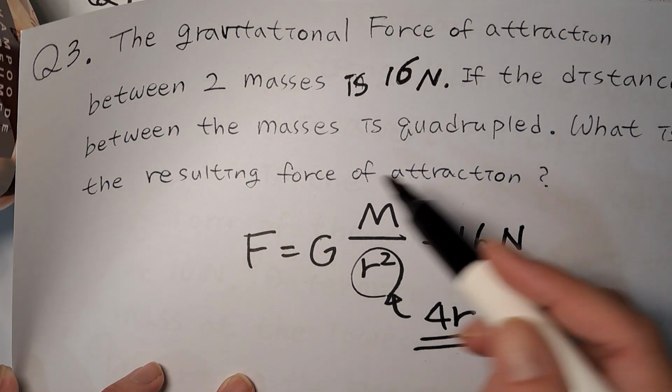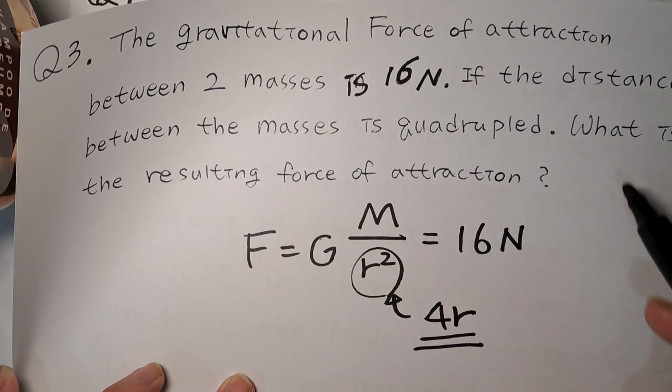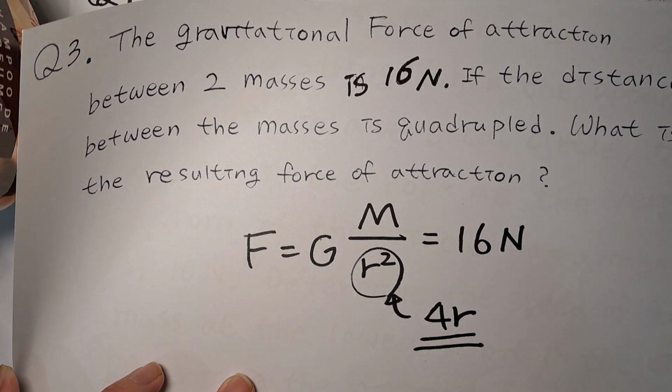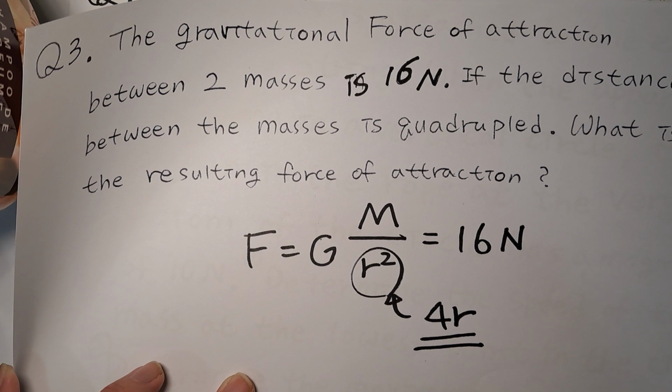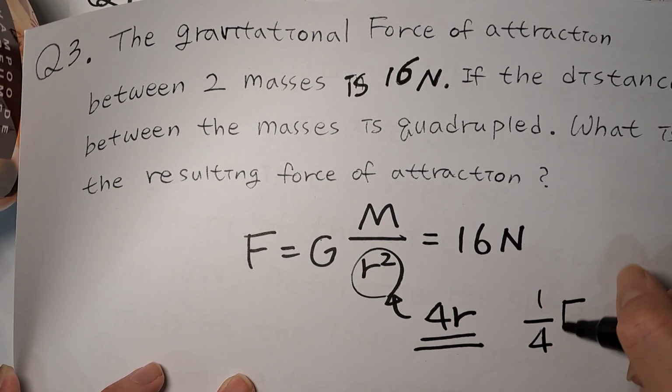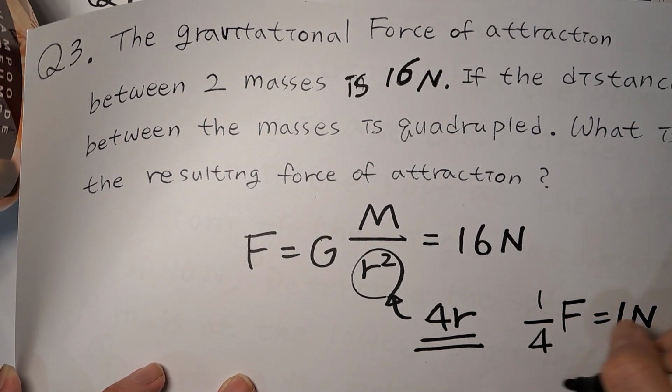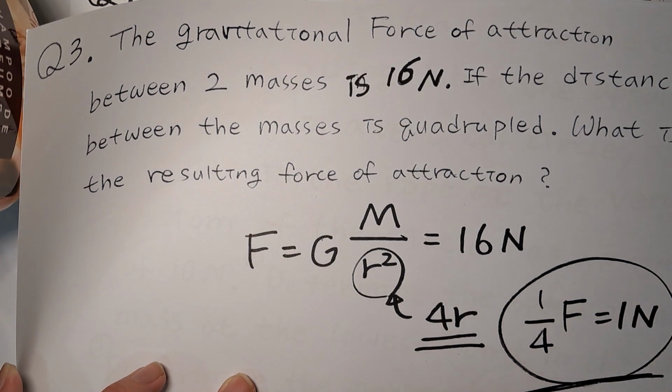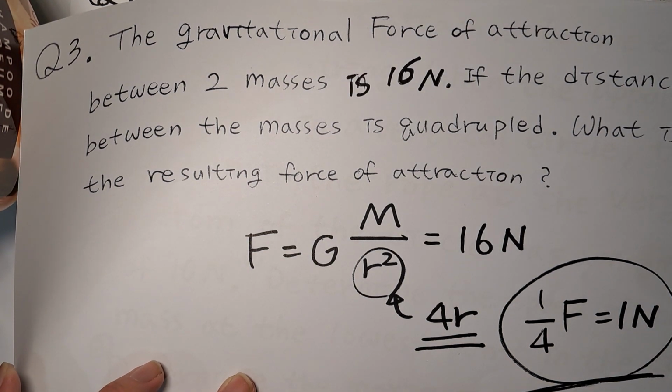So the distance between the masses is quadruple. So we are going to find this. This is going to be the answer.